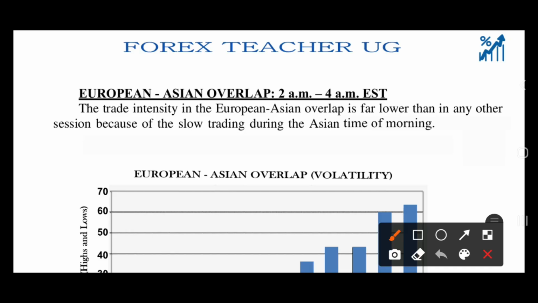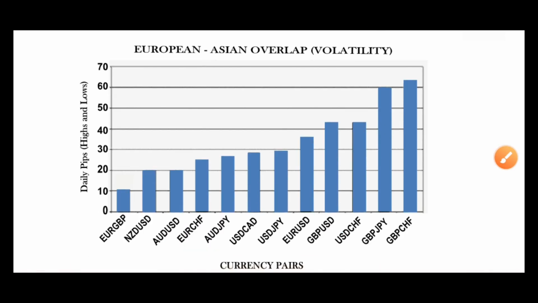When we look at the European Asian overlap of 2 a.m. to 4 a.m., we see that the trade intensity in the European Asian overlap is far lower than in any other session because of the slow trading during the Asian morning. There are fewer traders, and thus less liquidity in the market. But it is still a profitable session that you can trade.